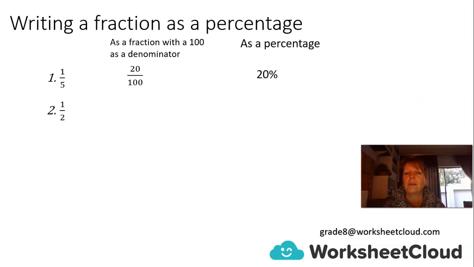Right, let's have a look. Number 2 is a half. So here we're going to write it as 50 over 100, because 2 times 50 is 100, 1 times 50 is 50. Write that as a percentage, it's going to give me 50%. So you see, again, because our denominator is 100, we just take our numerator and put a percent sign next to it.